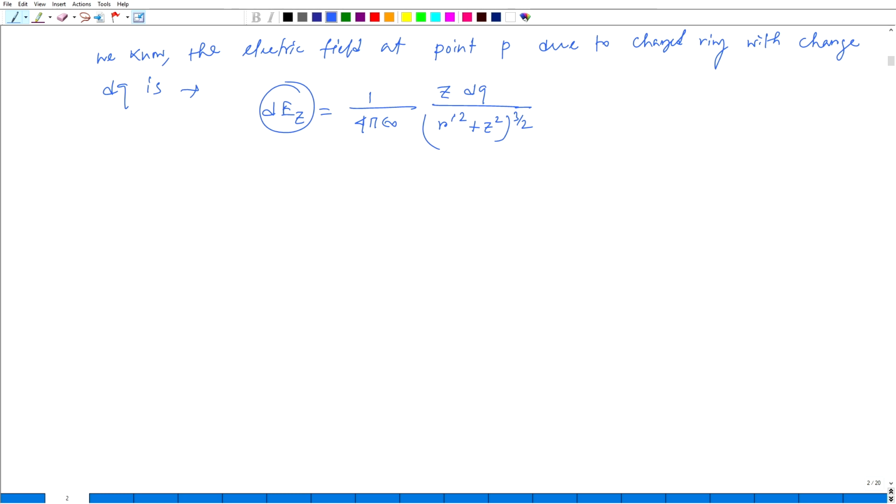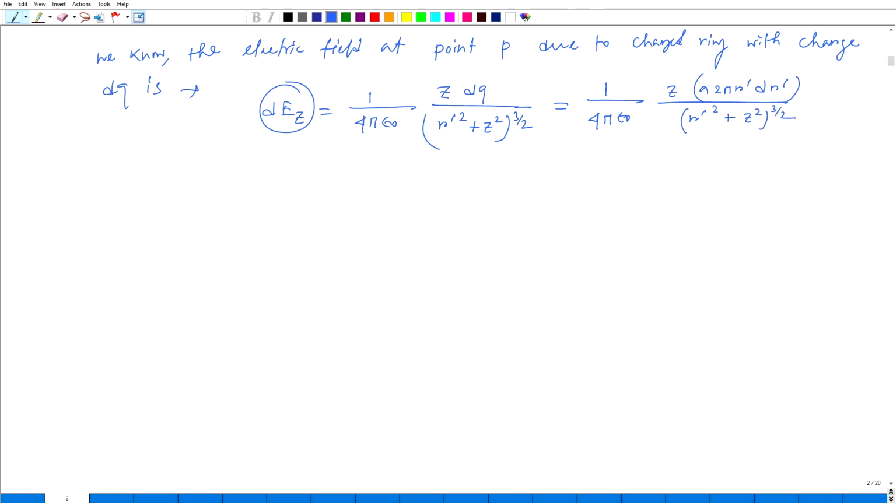So, if the total charge is q, then the electric field is Ez in the case of the ring. So, this one becomes 1 over 4 pi epsilon naught. Now, we put in the value of dq. So, z times sigma 2 pi r prime dr prime, over (r prime square plus z square) to the 3/2.